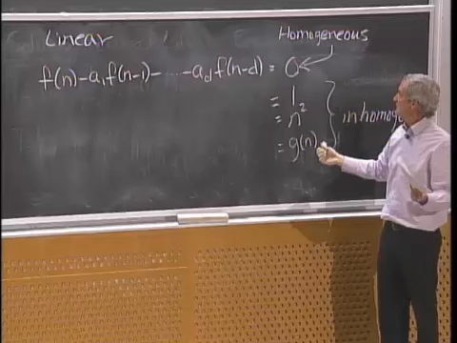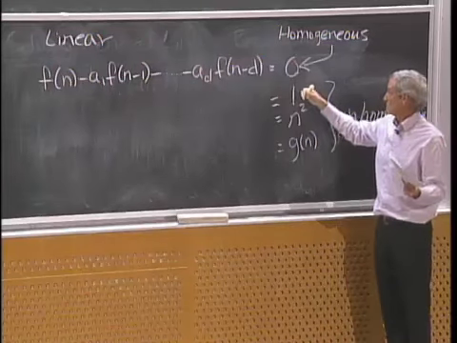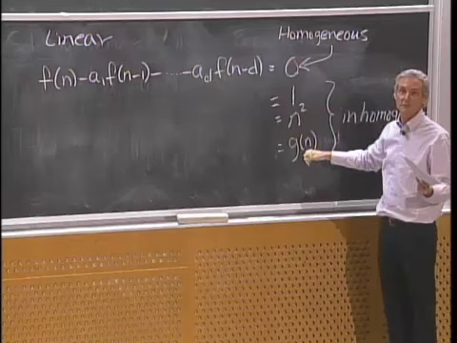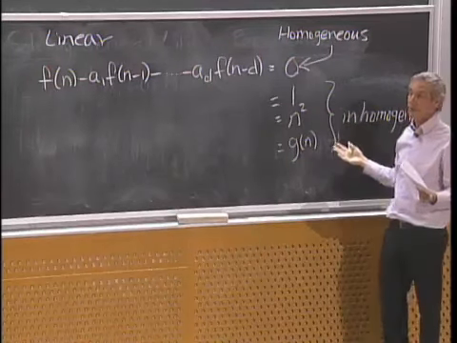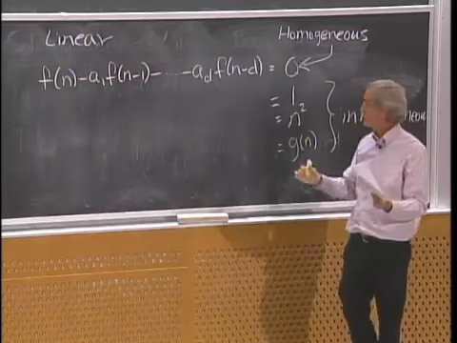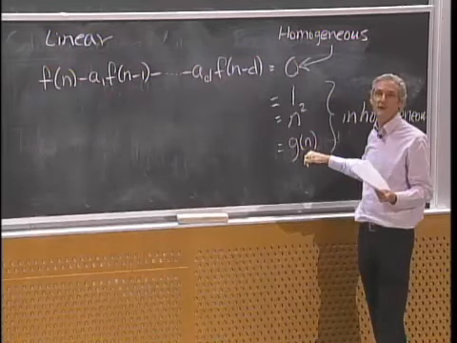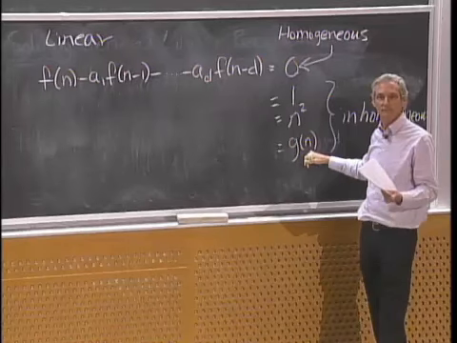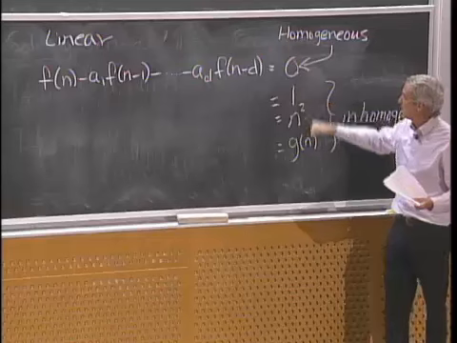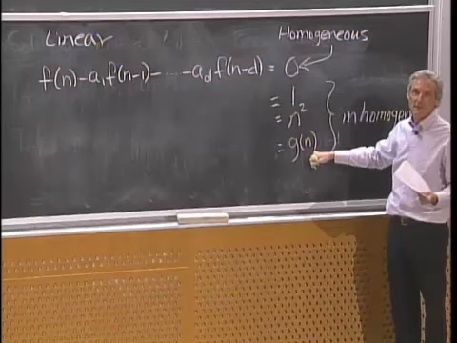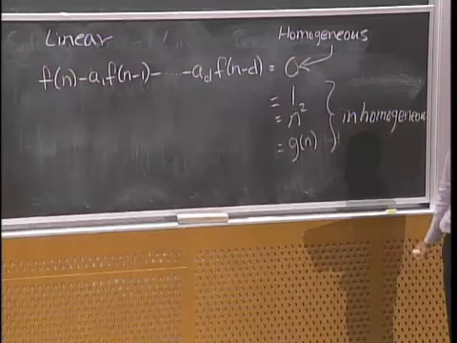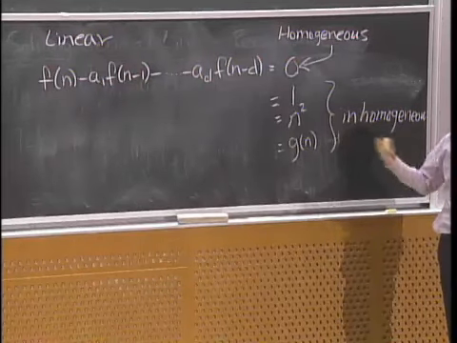Okay? I could consider other recurrences where there's something else out here that it equals. Like I could have a Fibonacci recurrence where I have f of n equals f of n minus 1 plus f of n minus 2 plus g of n, like n cubed. That would give me a Fibonacci-like recurrence. And as soon as you put a non-zero out here, then it's inhomogeneous. And now I'm going to tell you how to solve that kind of recurrence, which is more general.